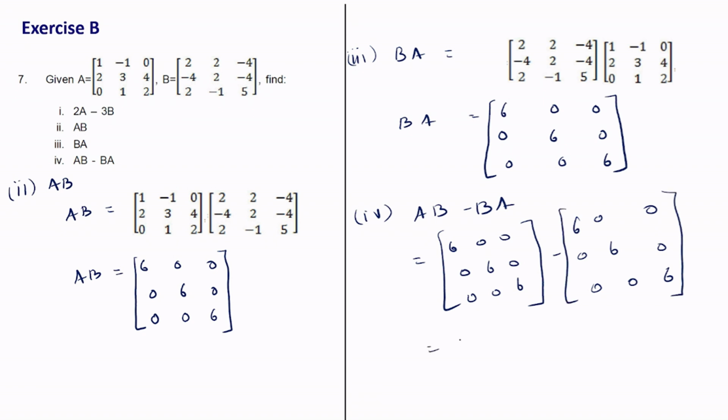So this is 0, or it is equal to the 0 matrix. AB minus BA equal to 0 matrix.